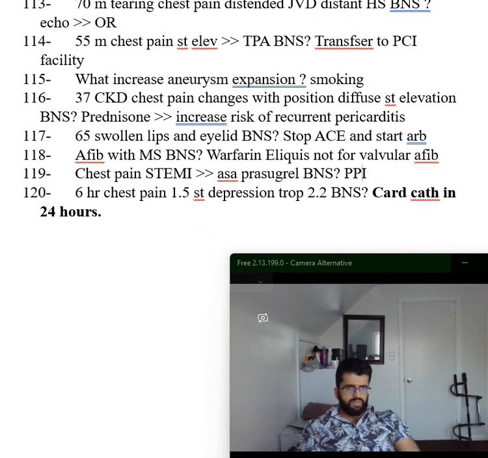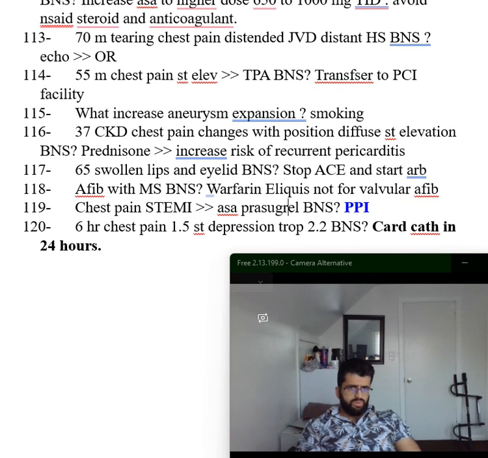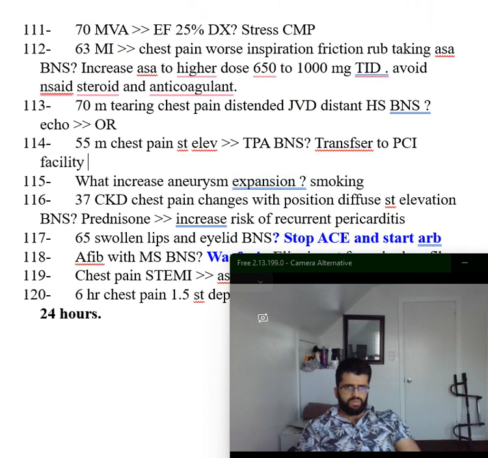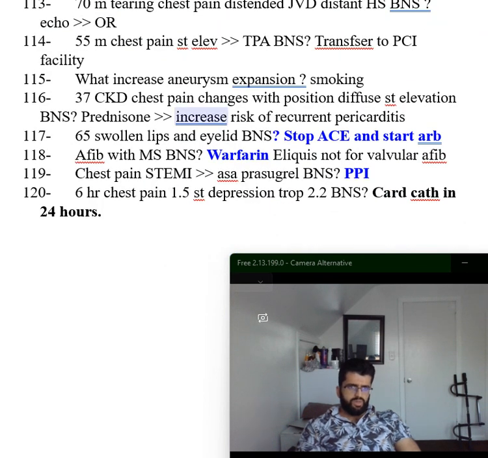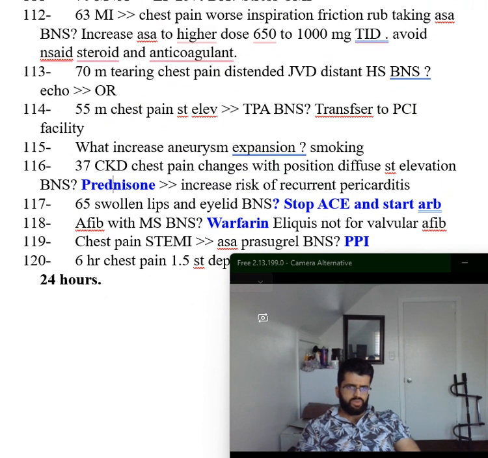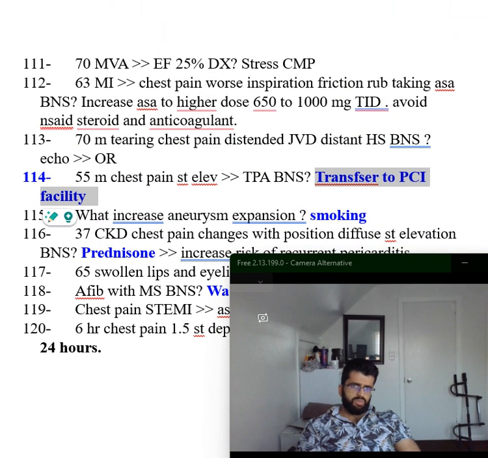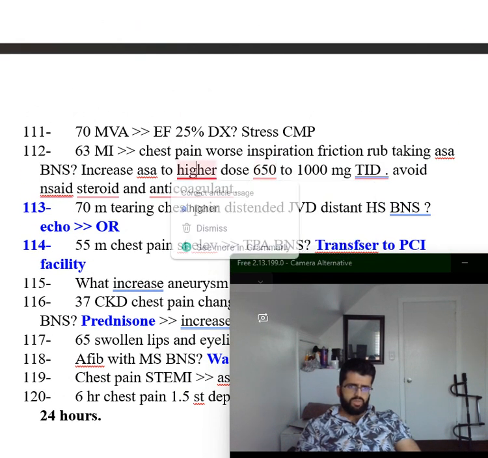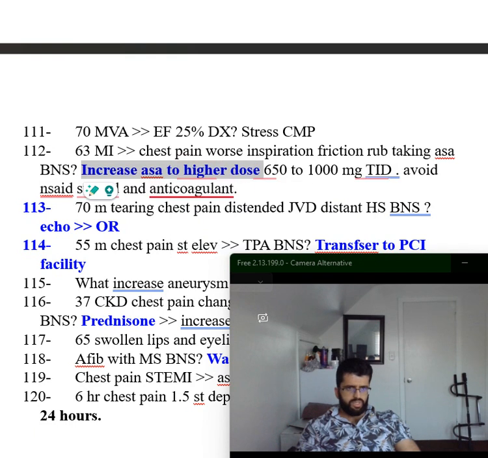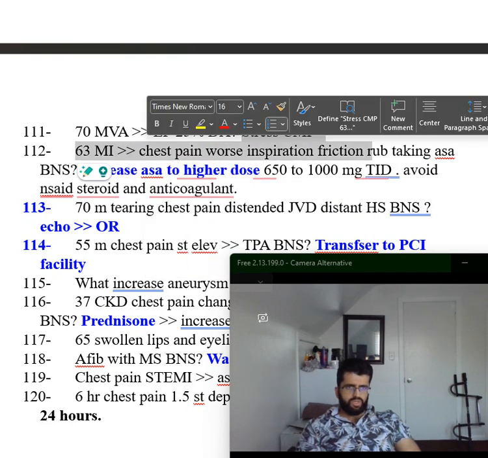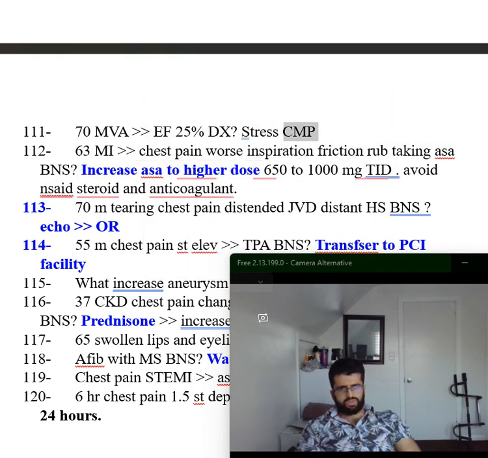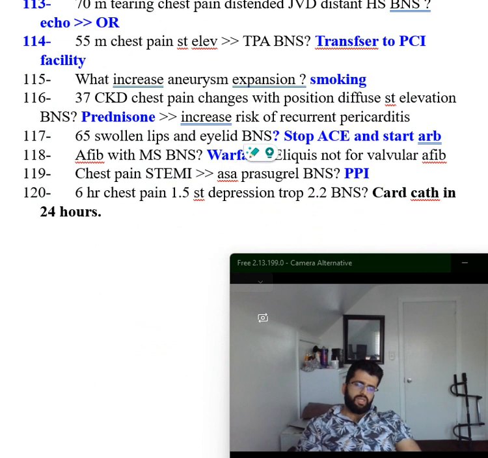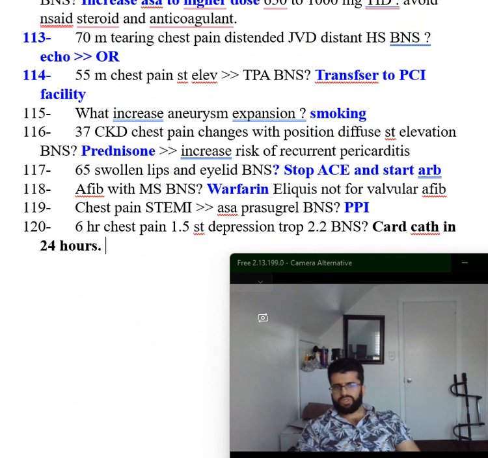So to summarize what we talked about: when do you do heart cath in angina? We talked about PPI. Talked about warfarin, when do you do that for AFib? ARB is better for somebody with angioedema and cough. Prednisone increases risk for recurrent pericarditis, you want to watch out for that. Smoking causes aneurysm expansion. After you give TPA, transfer to PCI; echo and OR for somebody with dissection. And increased aspirin for peri-infarction pericarditis is very important. Stress cardiomyopathy can happen after a motor vehicle accident or so. And that's a summary of this session, and then we'll continue on the next one.